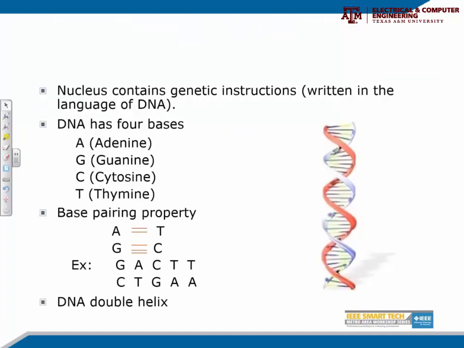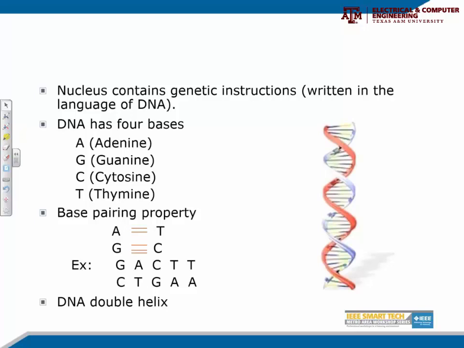So the nucleus contains genetic instructions written in the language of DNA. And DNA, as we already know, we've covered this in detail, has 4 bases: adenine, guanine, cytosine, and thymine, A, G, C, T. And it usually occurs in nature as a double-stranded molecule. So you have the red strand here, the purple strand here, and we know the complementary base pairing property. If you have A on one strand at a particular location, in the complementary strand you're going to have a T. Similarly, if you have a G on one of the strands, in the complementary strand you're going to have a C. And A and T are linked together by 2 hydrogen bonds, G and C by 3 hydrogen bonds.